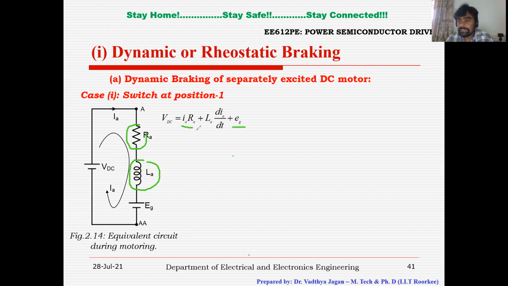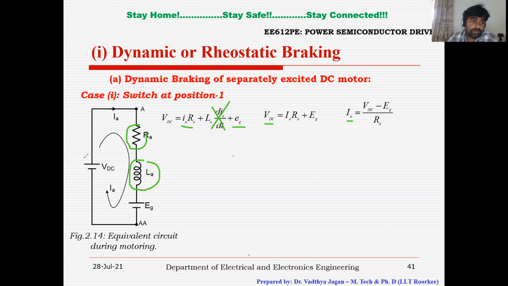So these are the instantaneous voltage expressions, where IA is the instantaneous current and EG is the instantaneous back EMF. Now, if you want to write the average voltage expression, then the average voltage across the inductor goes to 0. So VDC is equal to IA RA plus EG. From this you can write IA, the armature current, as VDC minus EG divided by RA, where RA is the armature resistance, and for a designed machine it is a constant.